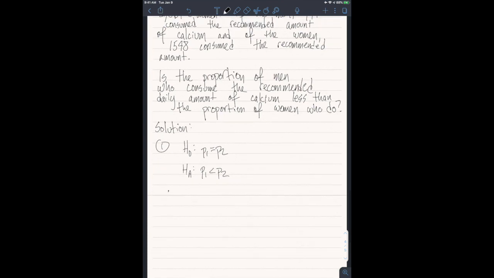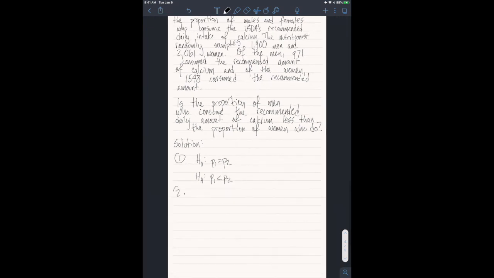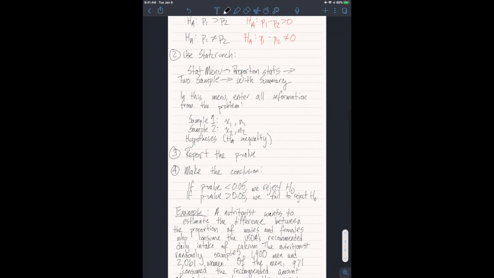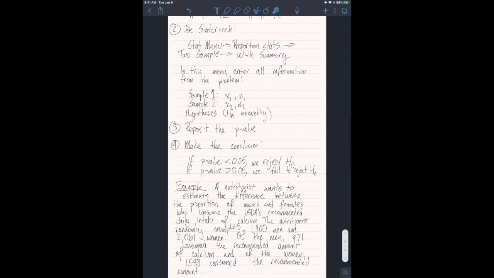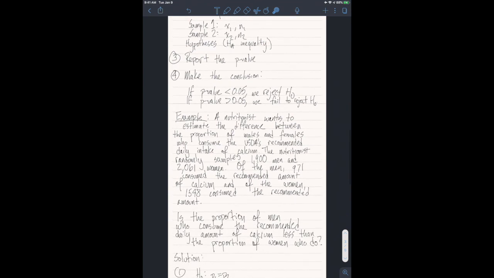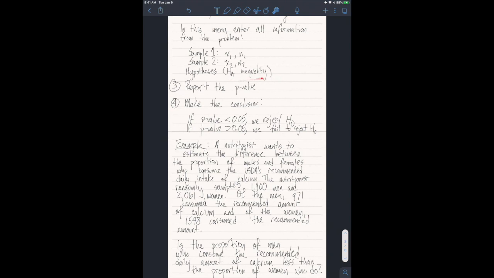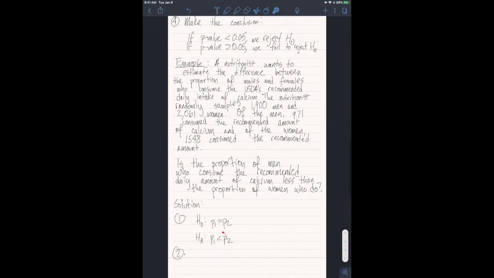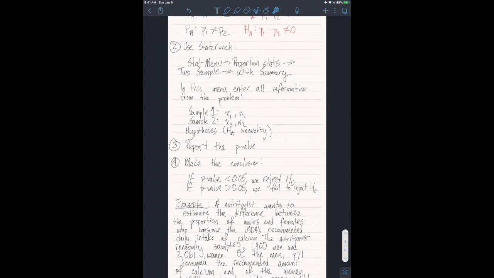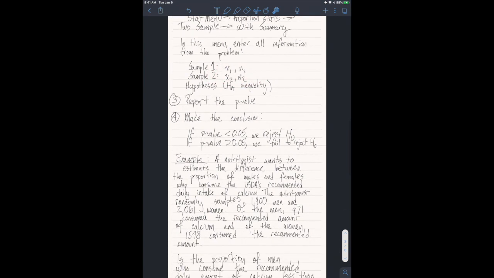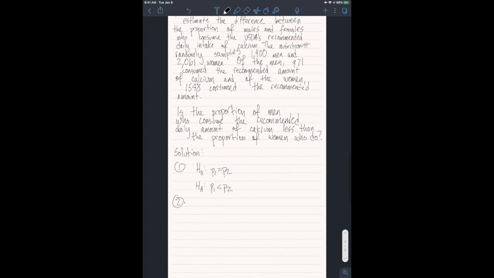Step 2. Oops. I don't know why it zoomed in. Step 2. Use StatCrunch. So it says to go into the Stat menu, Proportion Stats, to Sample with Summary. All right, I'll keep that in my mind. In this menu, I'm going to need all this information. Luckily, I already have the hypothesis set up. I know what the HA inequality is. In my example, the inequality is less than, because that's what the problem said. The other things I need to know are x1, n1, x2, n2. Okay, so what were they? x1 and n1 is something I need to put into StatCrunch, and so is x2, n2. So let's make sure we know those from the problem.